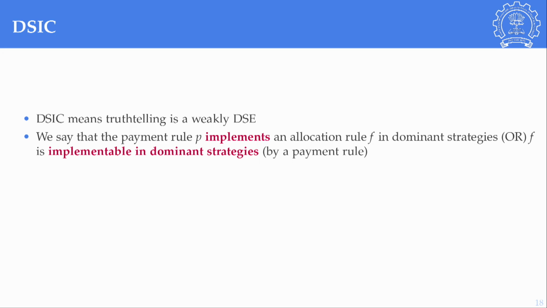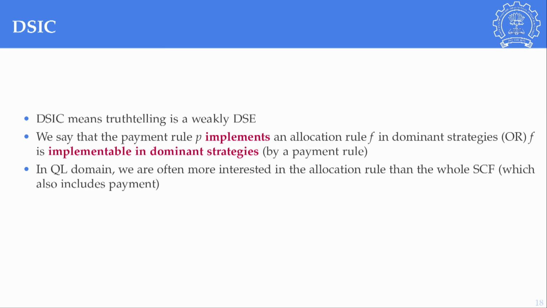We will say, and every time we will only say that this f, the allocation component of this social choice function, is implementable in dominant strategies by some payment rule. We will design that payment rule, but that will not be the focus. The focus will be that f. Right. So, this is the same thing that I just said.